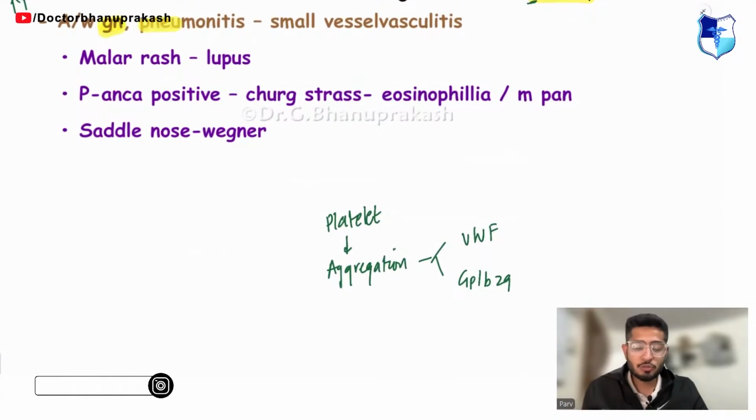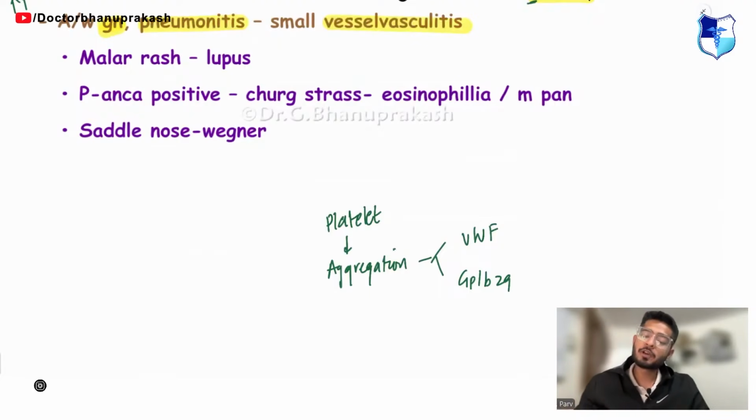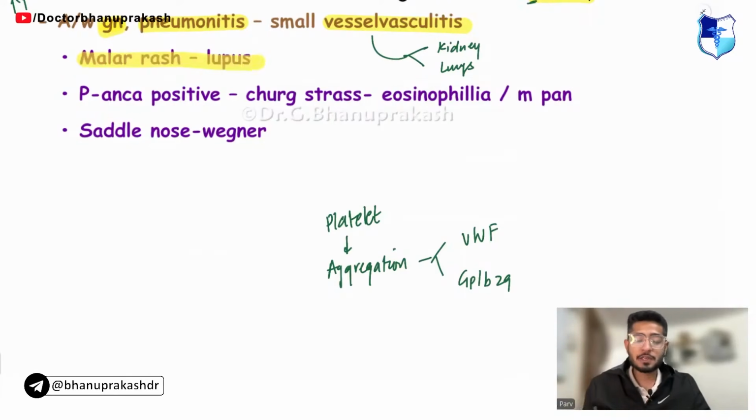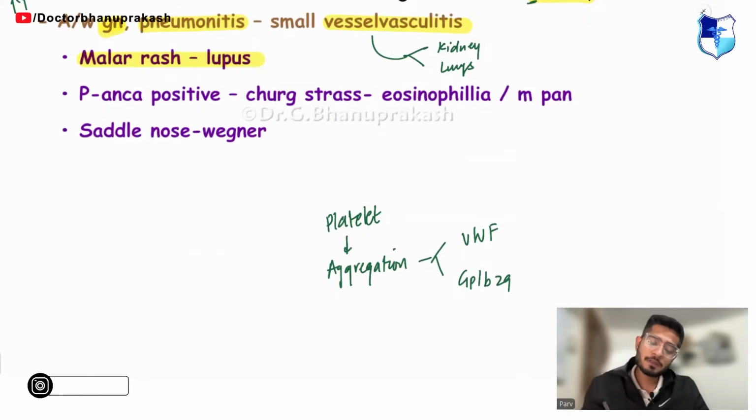Coming on to the diseases associated with glomerulonephritis, associated with pneumonitis. It is going to be small vessel vasculitis. Okay, because small vessel vasculitis is going to involve the kidney also, and it is going to involve the lungs also. Coming on to malar rash. If there is malar rash, it is associated with lupus. So remember this, malar rash, L for lupus.